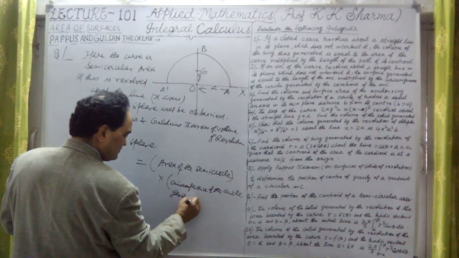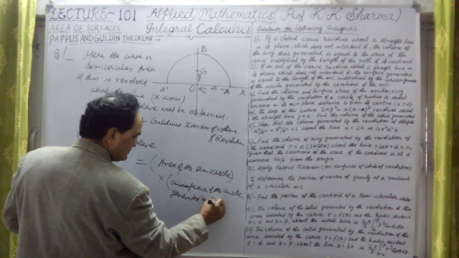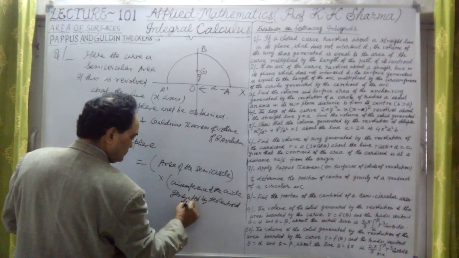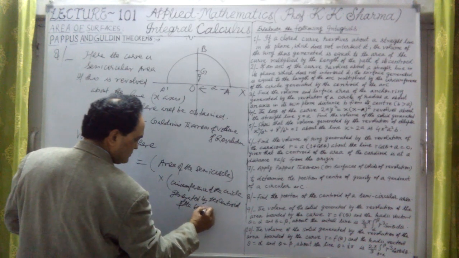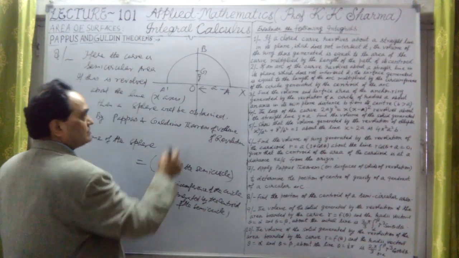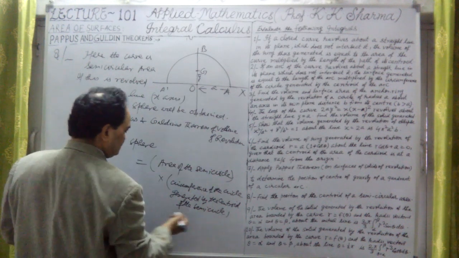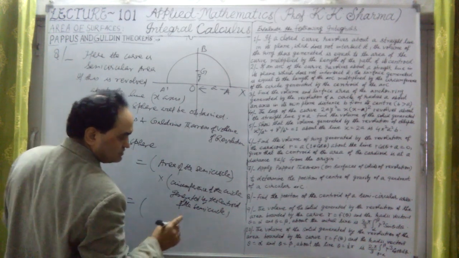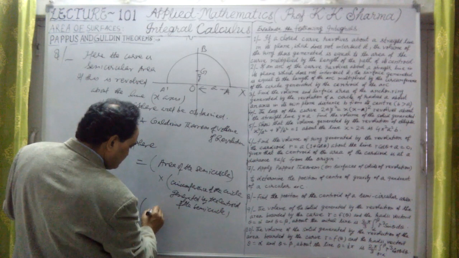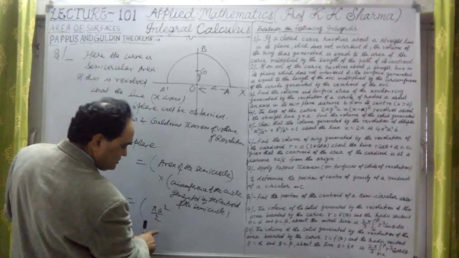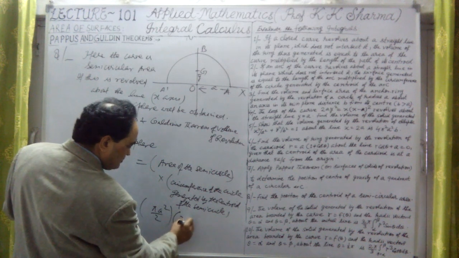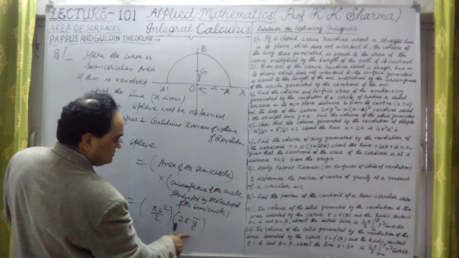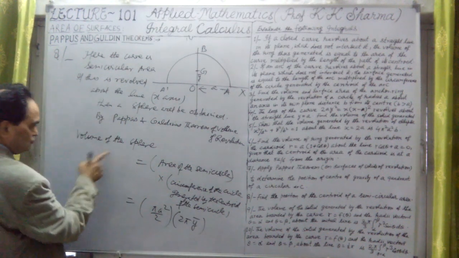generated by the centroid of the semicircle. In this case, y bar is the position here. So what is the area of the semicircle? Pi a square is the area of the whole circle, so it will be pi a square upon 2. This is the area of the semicircle into 2 pi into y bar, the circumference of the circle generated by the centroid. And this is equal to the volume of the sphere.